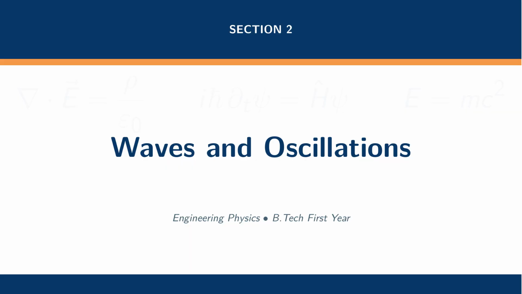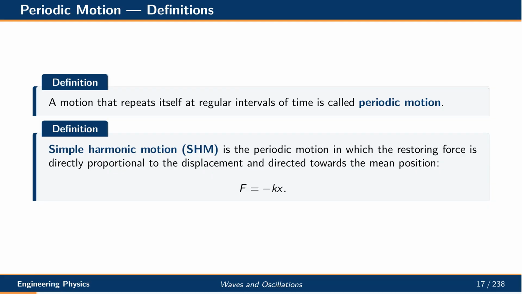We now move into the section on waves and oscillations. This area forms the basis of countless engineering applications, from mechanical vibrations to sound and more. Periodic motion is any motion that repeats itself at regular intervals of time. A special and very important case is simple harmonic motion, often abbreviated as SHM. In SHM, the restoring force is directly proportional to the displacement and always directed towards the mean position. This linear restoring behavior makes SHM the building block for understanding oscillations.